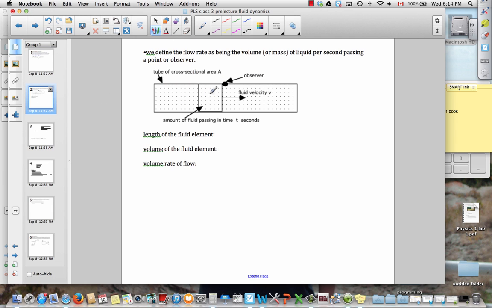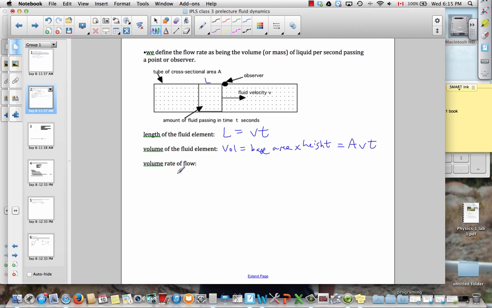Consider a uniform cross-sectional area A and a fluid element. Now that fluid element has length L. If the fluid's moving at speed v, and if this is the fluid that's going to go by in time t seconds, a distance is a velocity times a time. So that's the length of that fluid element. A volume is a base area times a height. And the base area in this case is the cross-sectional area A, and the height or the length is the speed times t, vt. Now we have to be a little bit careful here because we have velocity and volume, both of which can be represented by v, so that's why I wrote it out as vol.